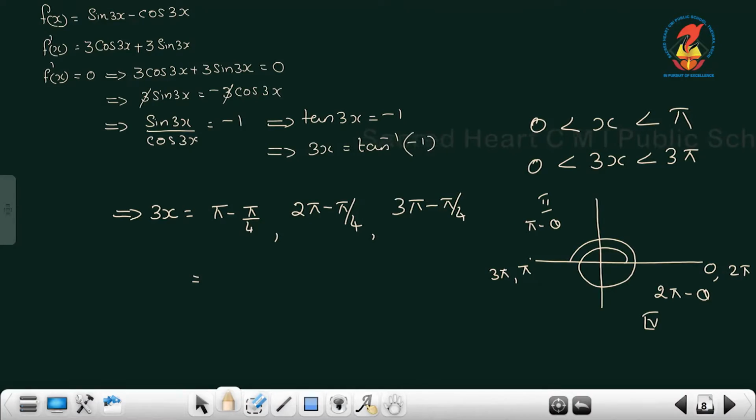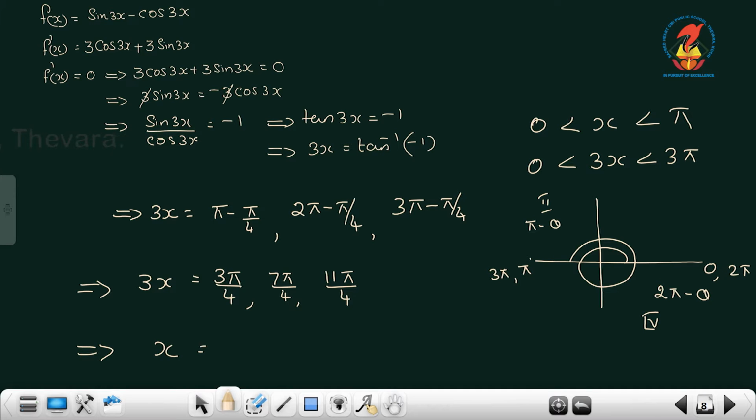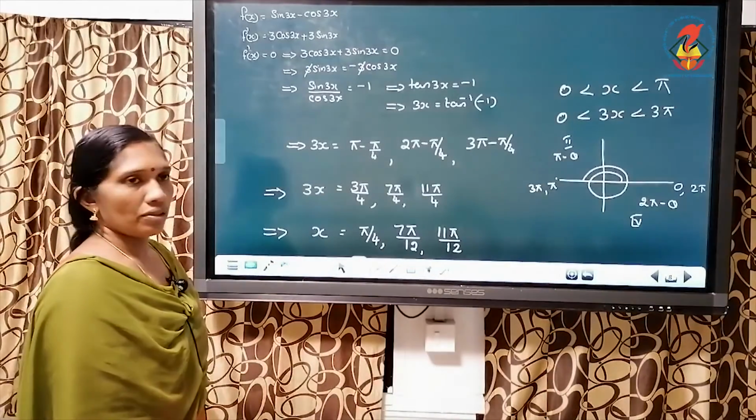Now simplify that. Pi minus pi by 4 is 3 pi by 4. 2 pi minus pi by 4, 8 pi minus pi, that is 7 pi by 4. 3 pi minus pi by 4 is 11 pi by 4. And this is 3x, not x, it is 3x. So what is x? You have to find x. So divide by 3. So 3 cancels, the first value is pi by 4. Then 7 pi by 12. 11 pi by 12. Okay.